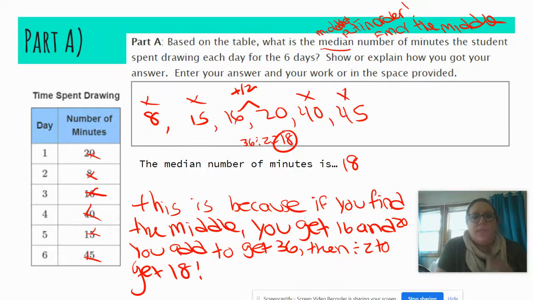All right, so again, median is the middle number. We already talked about this last week. You put the numbers in order, you find the middle. If there's 2 in the middle, you add them and divide by 2, just like we did here.